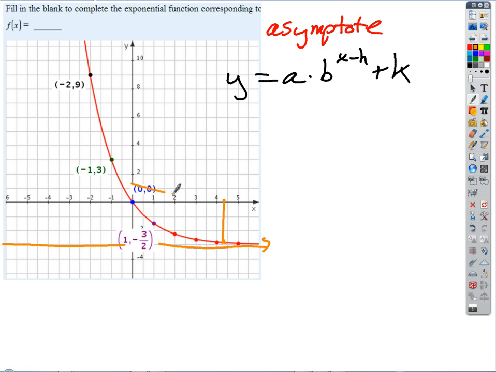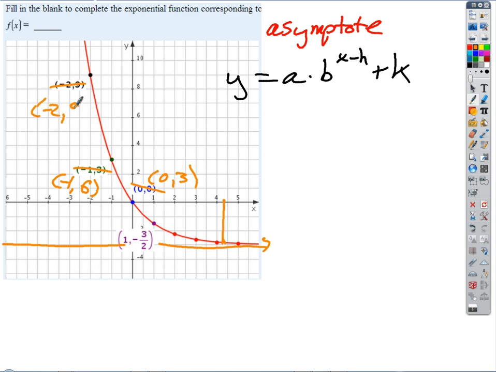This one, instead of being 0, 0, would be what? 0, 3. 0, 3, right? Because it would now be 3 above the asymptote, right? So that would be the point 0, 3. What would this one be? -1, 6. And this one would be -2, 12.